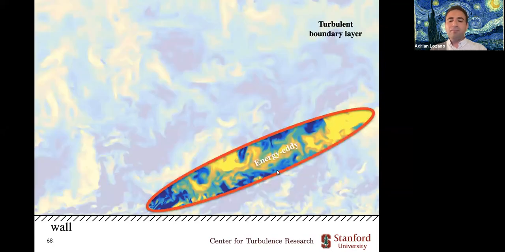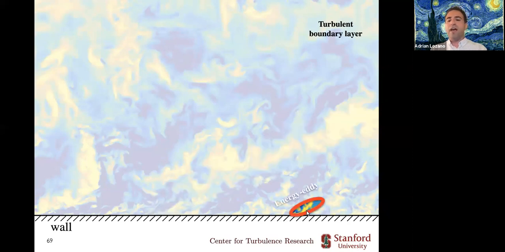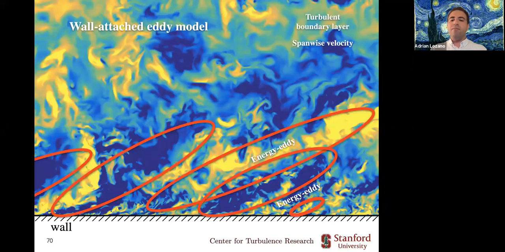And indeed, you can show that when you look at these regions, those are the ones that contain most of the momentum and the energy of the flow. What usually happens is that they start close to the wall and extend up to a given height. Some of them are large like this, and others are small, like the one that I'm highlighting here. As I mentioned before, we have many of them all over the place, and we can think of a boundary layer as a collection of these wall-attached energy-containing eddies.